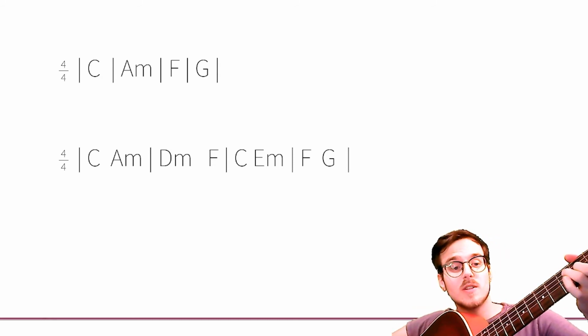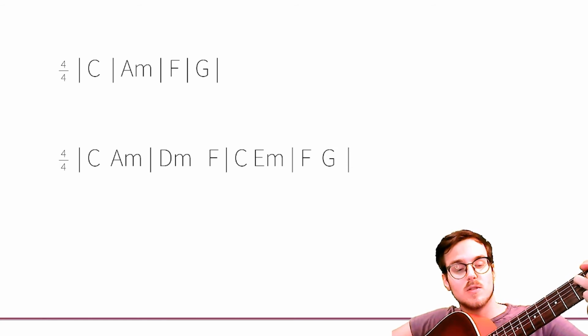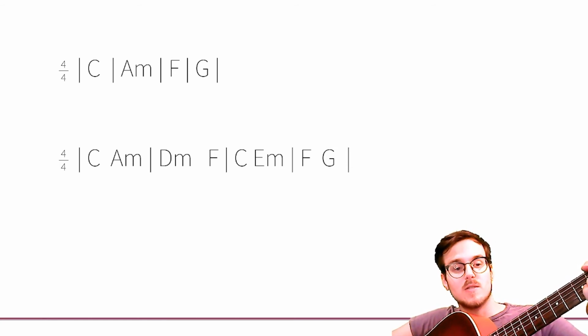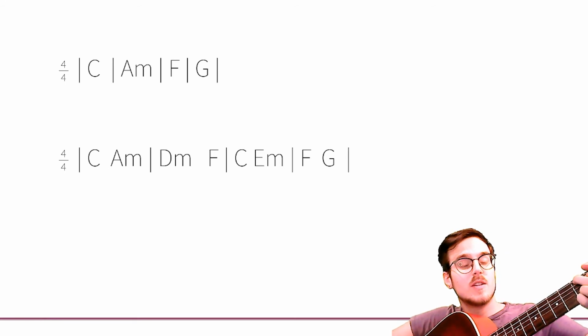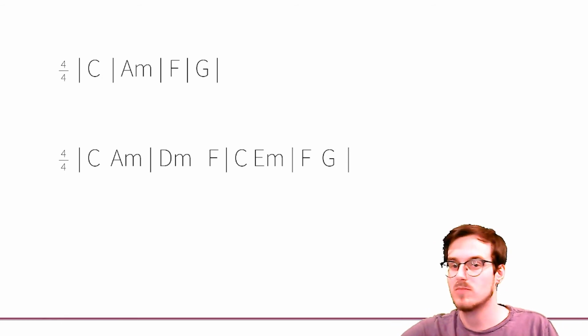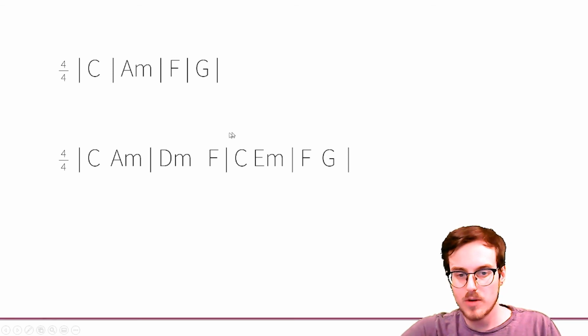So this chord progression on top is going to sound like this. We're going to start with a C, 2, 3, 4. A minor, 2, 3, 4. F, 2, 3, 4. G, 2, 3, 4. And that could be our chord progression. Totally fine chord progression.